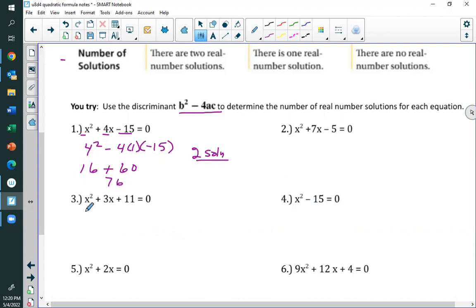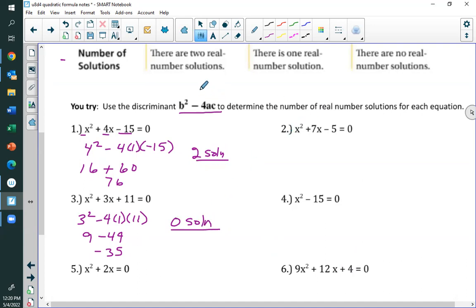Let's do number 3 together. b squared minus 4ac. So 3 squared minus 4 times A times C. Am I doing the right problem here? Yes. So I have 3 squared is 9 minus 44. I don't even have to keep going. I know that's negative, it would be negative 35. So if it's negative, there are no solutions. It means it's not going to cross the x-axis. I use SOLN for solution. You can write the whole word.